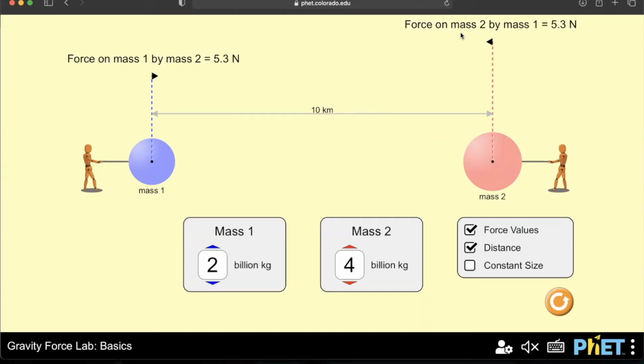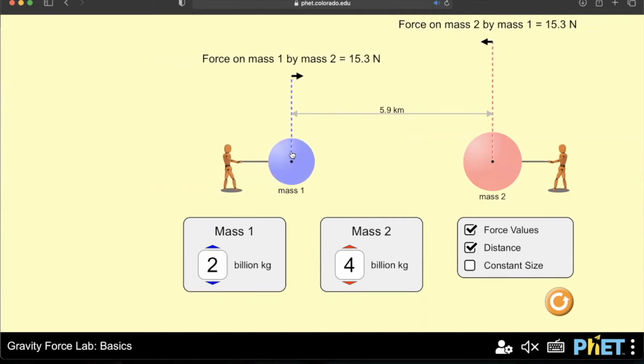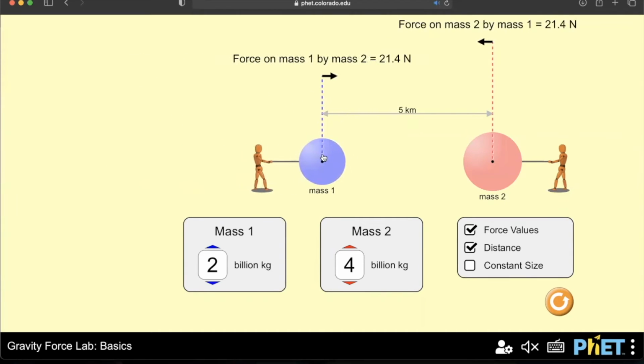What would happen if we halve the distance to 5? Right now, the force is 5.3 newtons. So if we halve the distance to 5, then it turns to 21.4 newtons. So it was multiplied by approximately 4. And since these numbers aren't exact, they're all rounded to 1 decimal place, we're just going to say that the force was multiplied by exactly 4.